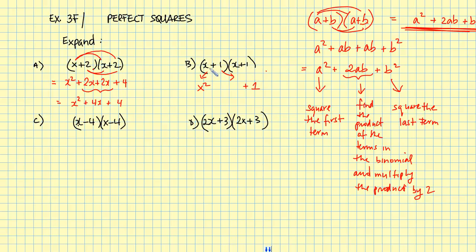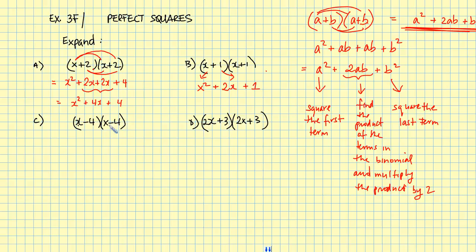Okay? Now, I take my first and second term inside that parentheses. So x times 1 is just x. And then it gets doubled, or it gets multiplied by 2. So I take the product of what's inside the binomial, inside the parentheses. I multiply those two terms together. X times 1 gives me x, and then I multiply them by 2. So it becomes 2x.